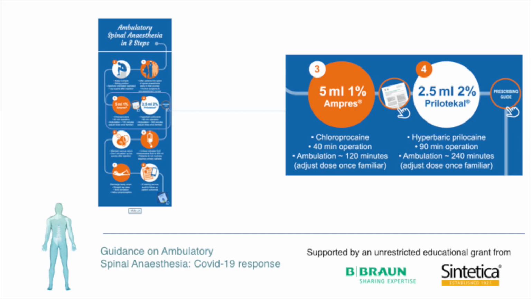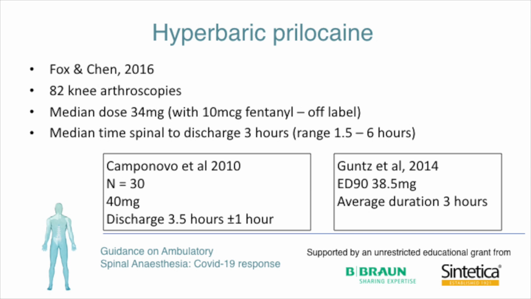We've got some patients that we want to put a spinal in. We've actually got the needle in, so what drug do we do? In terms of the infographic, what we've put up here is just 2 doses, as I said before, an entry level. So we've got 5 mils of 1% chloroprocaine, that's 50 milligrams, and we've got 2.5 mils of 2% heavy prilocaine, which is 50 milligrams. What I'm going to do in the next few slides is talk about the dose, and also you'll see here I've got expected ambulation, and we'll talk about how we've come up with those figures. So, hyperbaric prilocaine.